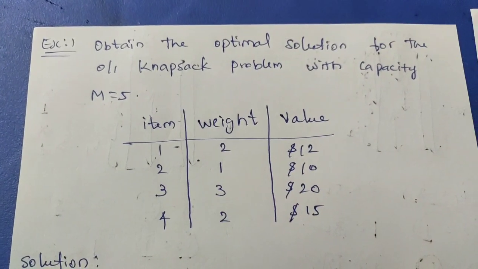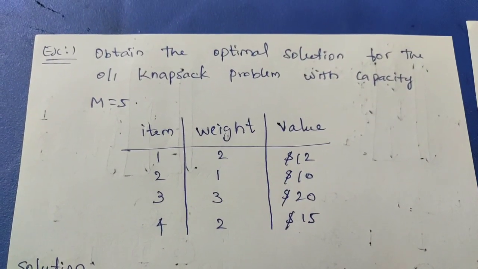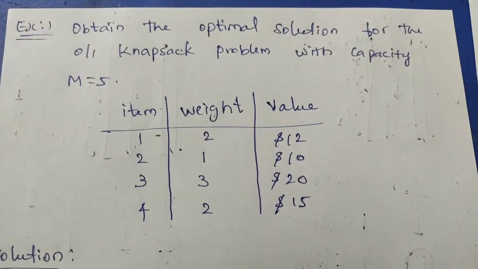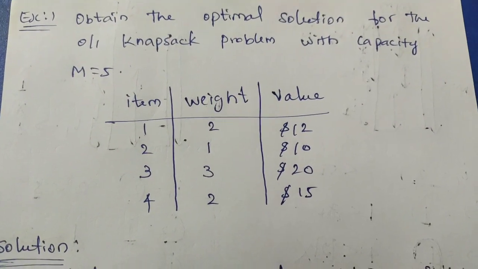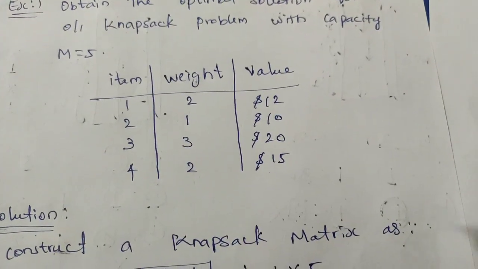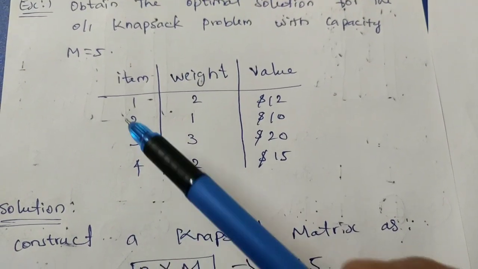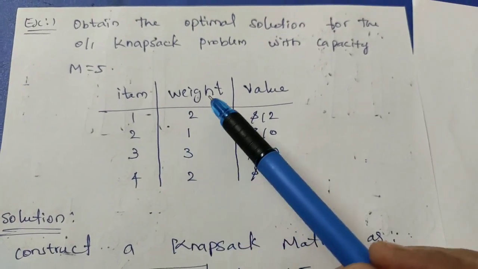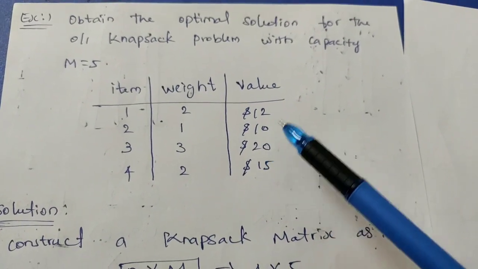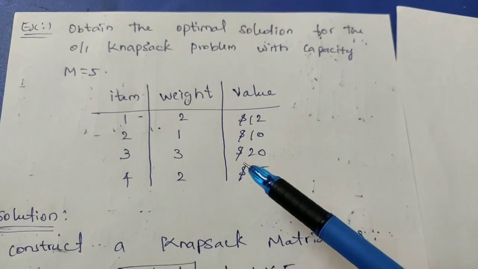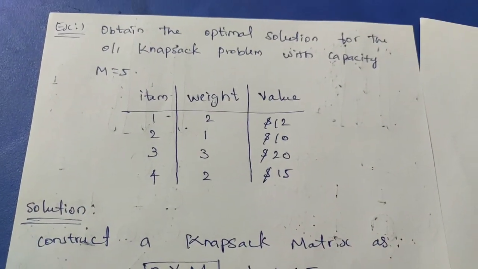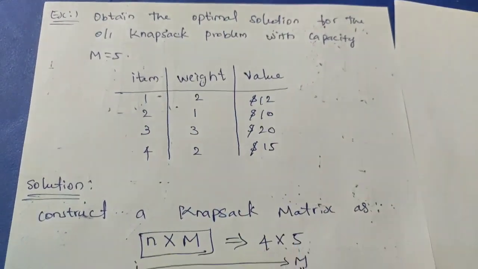We will take one example problem for a 0 by 1 knapsack problem. The question is, obtain the optimal solution for the 0 by 1 knapsack problem with a capacity M. The number of items are given in the question as 1, 2, 3, 4. So totally I have 4 items. The weight of each and every item is also given, and the value of each and every item. Value is nothing but the profit of each and every item. So these are all the details given in the question. Let us go for solving this.